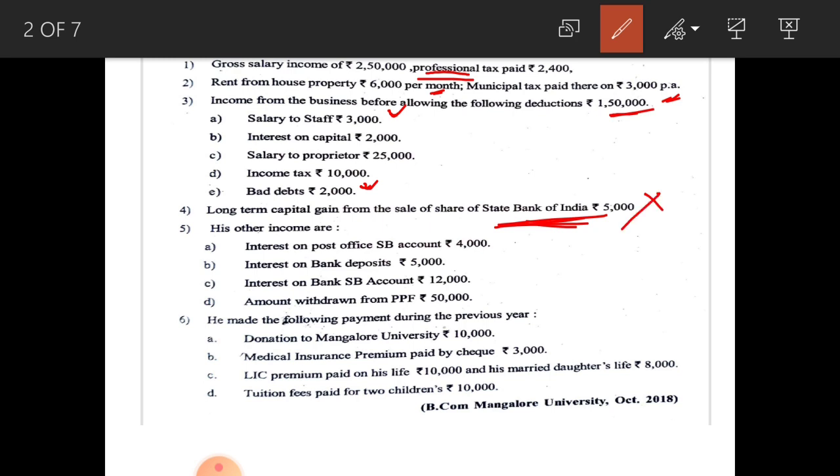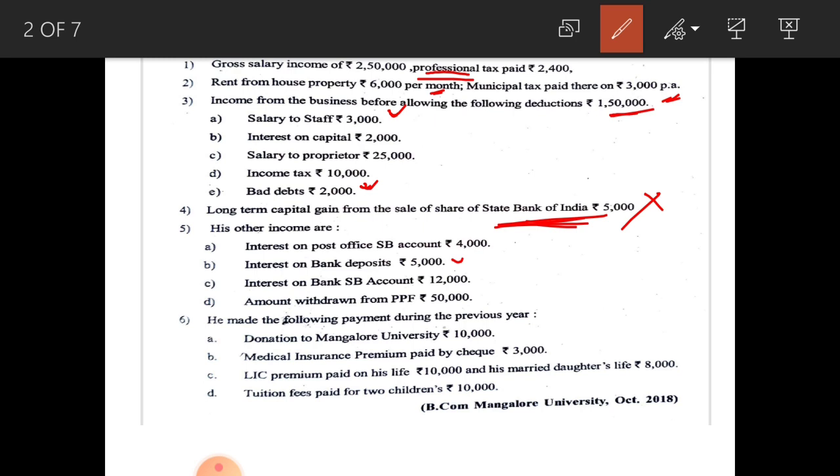Next one, see, his other incomes are interest on post office SB account 4,000. Interest on post office SB account up to 3,500 is exempted from tax. Rest of the amount is taxable under other income. So, from 4,000, when you deduct 3,500 exempted amount, you get 500 as taxable interest on post office SB account. Second one, interest on bank deposits 5,000.